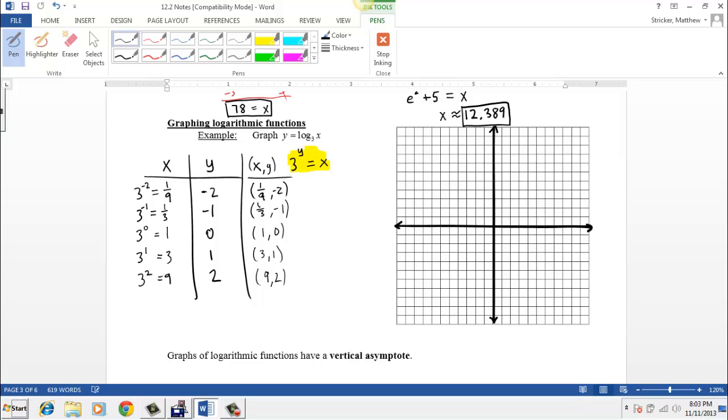So we go ahead and put our points on. We got 1/9, -2. We have 1/3, -1. We have 1, 0. We have 3, 1. We have 9, 2.